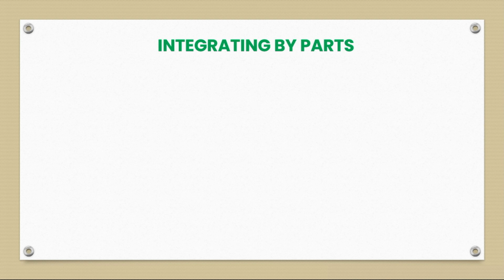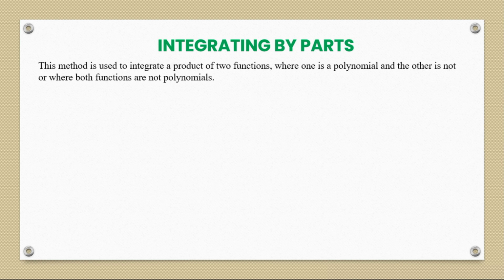Now this is a method that we're going to use, especially if you've tried the substitution method on a number and you've seen that it won't work, or if you've also tried sine substitution and you've seen that it does not work. Integrating by parts can be another method that you can try out. So this method is used especially to integrate a product of two functions, where one is a polynomial and the other is not, or where both functions are not polynomials. So this is why you use integrating by parts.